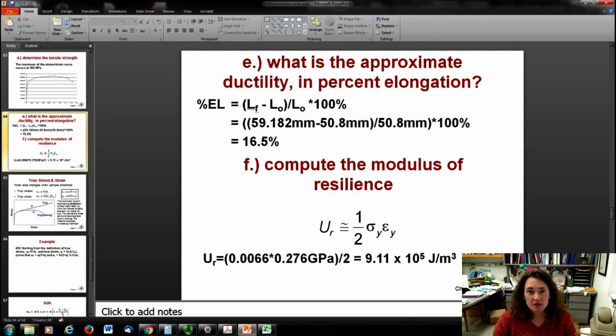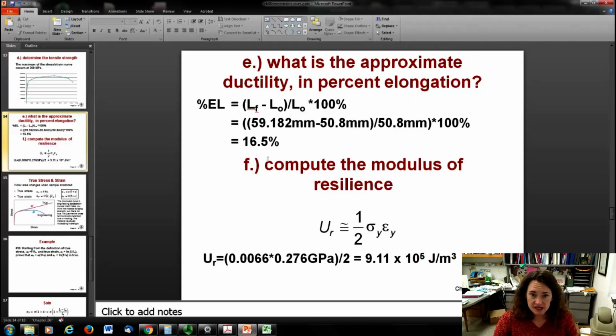Finally, what's the approximate ductility in percent elongation? Well, for ductility, what you do is you take your total change in length, comparing the initial value to fracture, and then you divide by your initial length times 100%. So my final value in that chart that they gave me was 59.182 millimeters minus my initial, which was 50.8 millimeters, and then divided by my initial times 100%. When I did that, I got 16.5% for my percent elongation for the ductility.